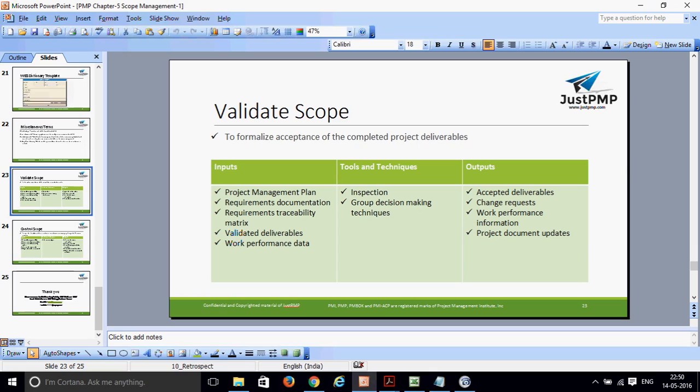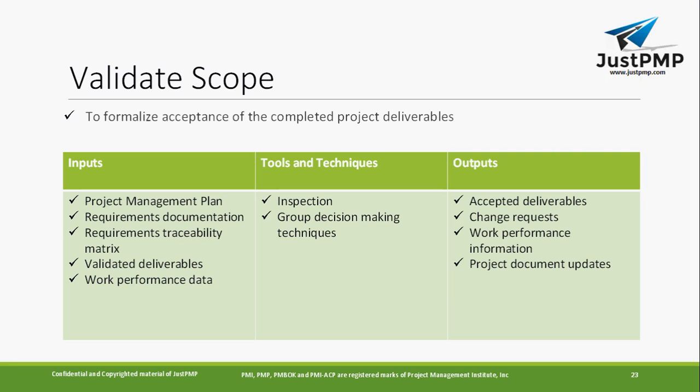What will be the output? Accepted deliverables. You'll say that, okay, I'm accepting it or rejecting. You'll have a change request. You can say that, oh, you did not do it the way it's been defined, go and change it. You can ask for work performance information. Whenever you have a work performance data input, when it passes through the control mechanism, you will have work performance information.